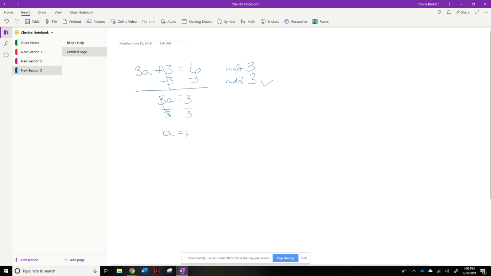Okay, and then the next one is 6 minus 5a equals 1. So what's happening to the a first? We're multiplying by -5, and then we're combining it with that +6. That means we're adding 6. Undo it. What's the opposite of adding 6? Subtract 6 from both sides of the equal sign.